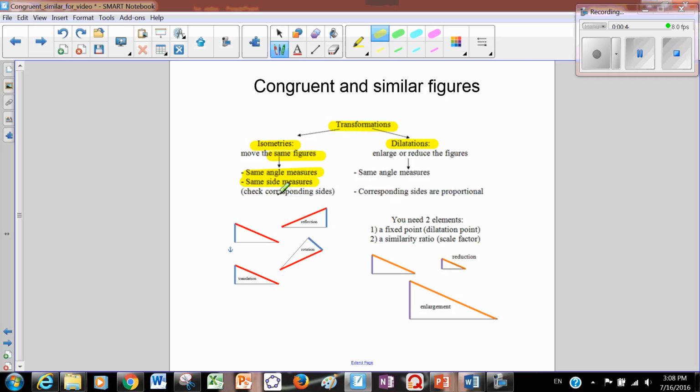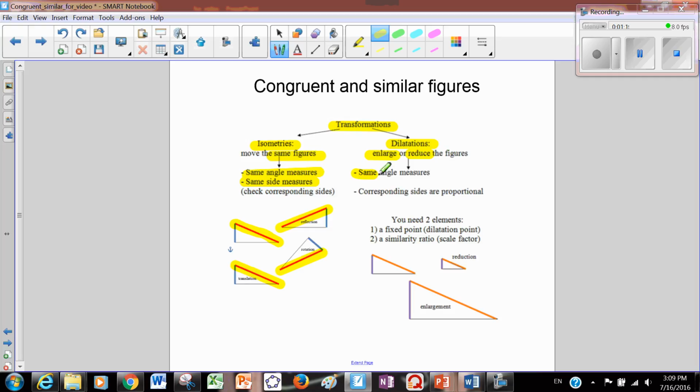We can check the corresponding sides. Corresponding sides means they're at the same place. So if I look in red here at the hypotenuse, if I do a flip or a reflection, it's going to still be the same length. If I do a turn or a rotation, it's still going to be the same length, the hypotenuse. Or if I just slide it down and do a translation, it's going to be the same thing. Whereas if we do a dilatation, we're going to enlarge or reduce the figures.